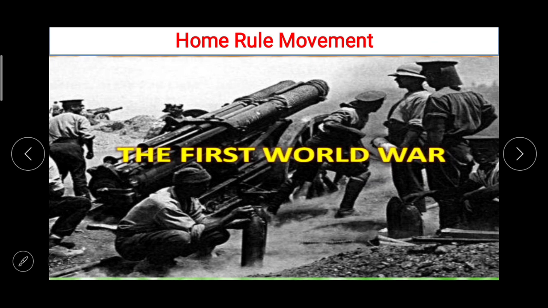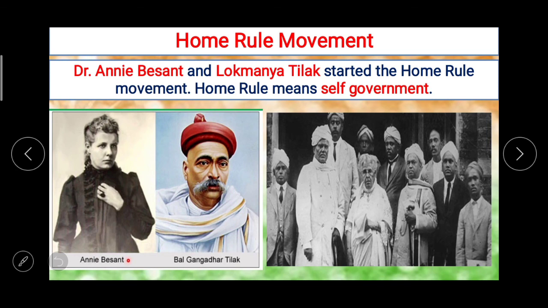In 1914, when Lokmanya Tilak was released from the Mandalay jail, the First World War had begun in Europe, and the direct consequences of this war had to be borne by Indians as well. So the rates of basic necessary commodities increased due to the war. Many restrictions were put up on the Indians by the British government, and this led to increased dissatisfaction in the minds of Indians. So in these circumstances, Dr. Annie Besant and Lokmanya Tilak started the Home Rule movement. Home Rule, which means self-government.